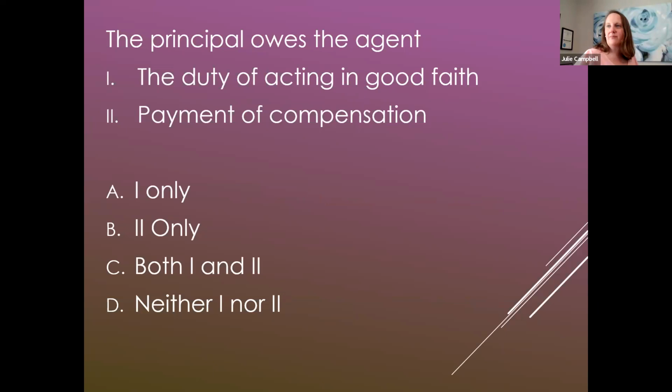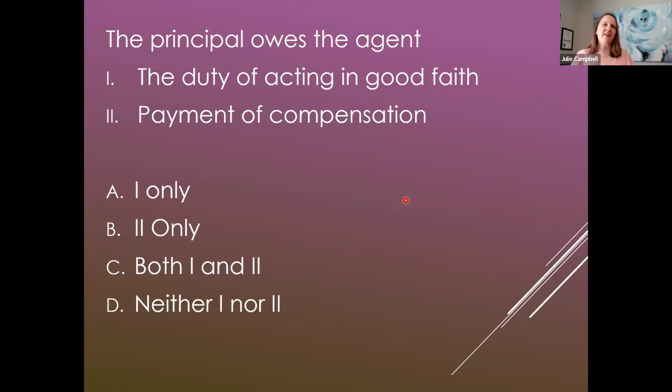I think I just saw a flaw in my own question. Up for debate, so it says the principal owes the agent the duty to act in good faith. What do we think about that? Do they owe the duty to act in good faith? Thumbs up for yes, thumbs up for no. Act in good faith? Yeah, I would definitely agree with that. So right away, we can eliminate B and D, right? Because we agree A is true.